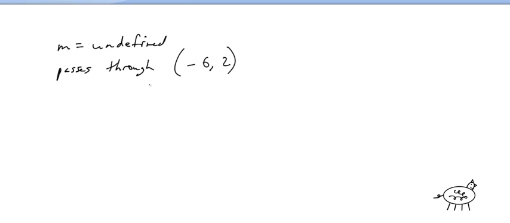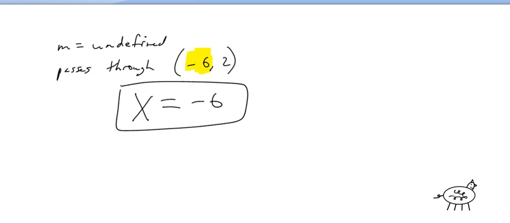If I told you the slope is undefined, and I told you it passes through negative 6, 2, don't you guys agree that undefined is x equals? The key is, what does x equal? This is the x coordinate, isn't it? So the answer is x equals negative 6. I'm done with the problem.